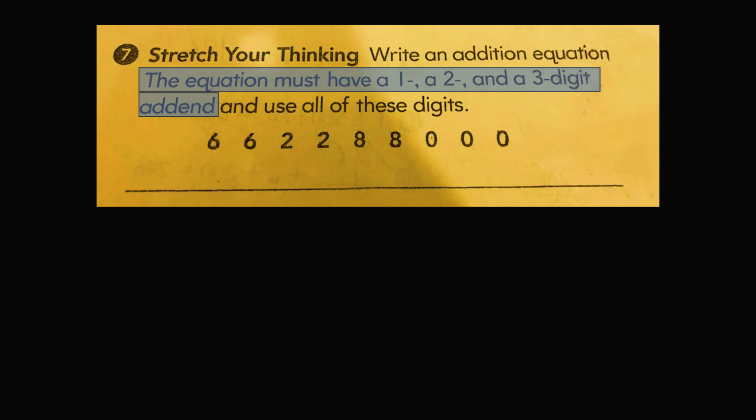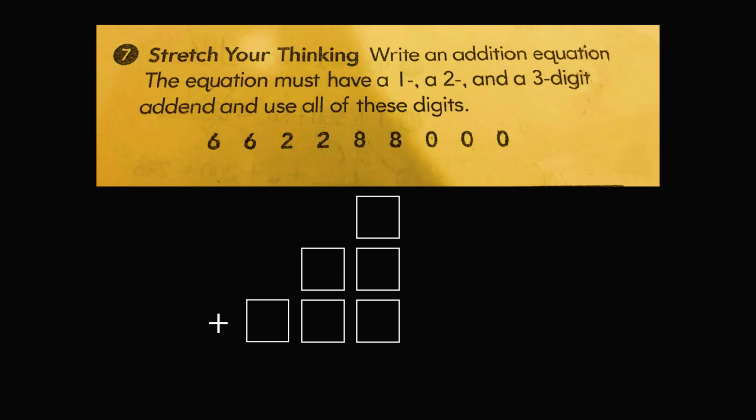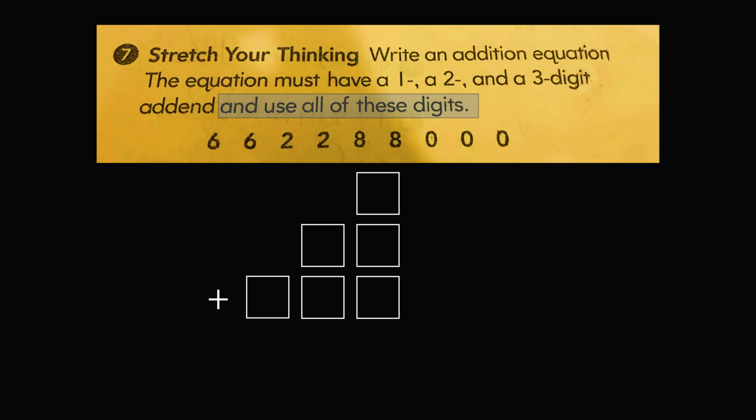The equation must have a 1, a 2, and a 3-digit addend. So we have a 1-digit addend, then we have a 2-digit addend, and then we have a 3-digit addend. Now what will the resulting sum be? The resulting sum has to use all of these digits. So how many digits are there? Here's a neat little trick. If you need to count a lot of numbers, you can split them up into groups of 3 or 4. So here we have 3, 3, and 3. 3 groups of 3 makes 9. So we have a total of 9 digits.